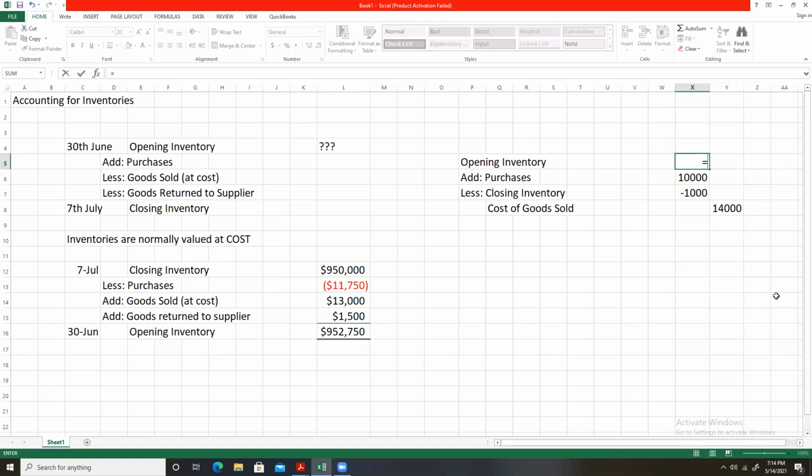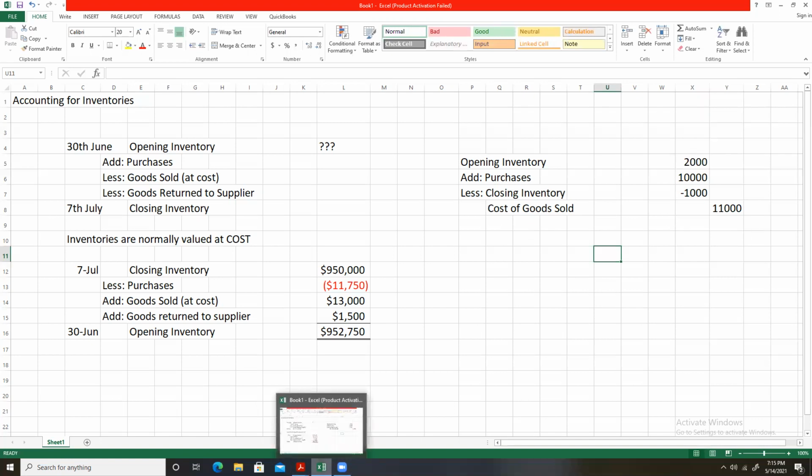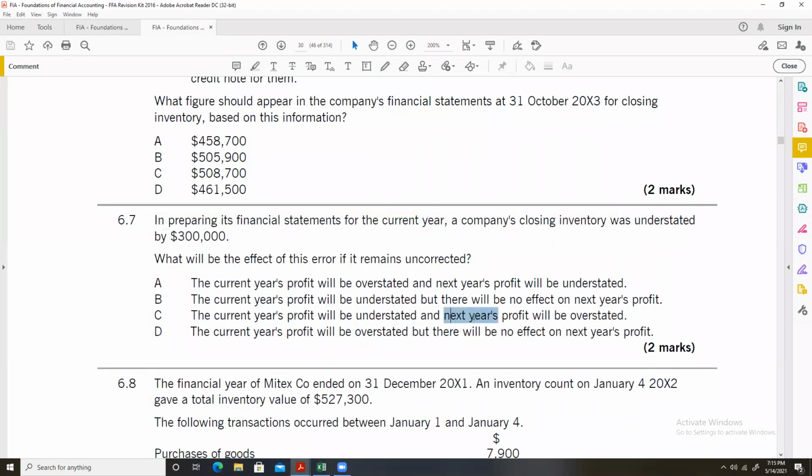Let's suppose I take opening inventory as 2,000 instead of 5,000. Now cost of goods sold has reduced from 14,000 to 11,000. This means that profits will improve. As the cost of goods sold will fall, the profits will improve in the next year. So next year's profit will be overstated. So C is the correct answer to this one.